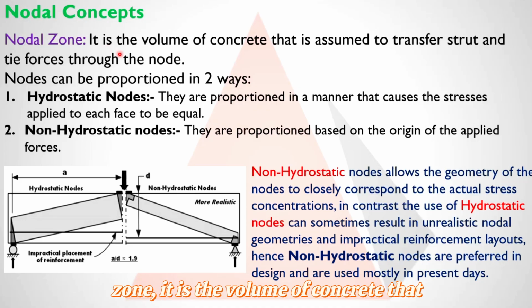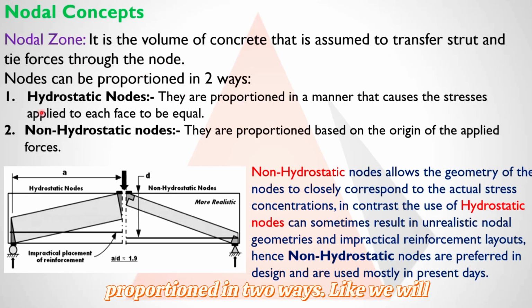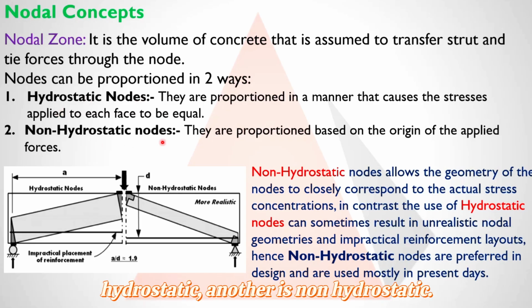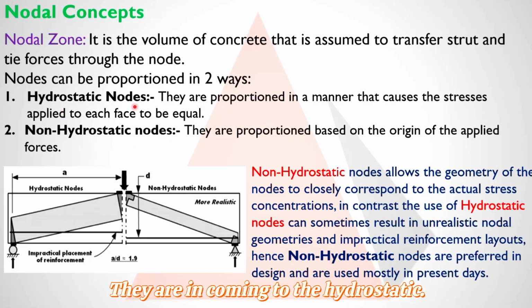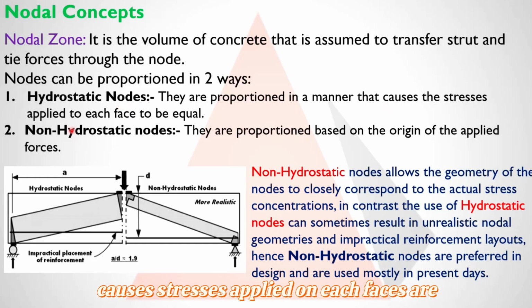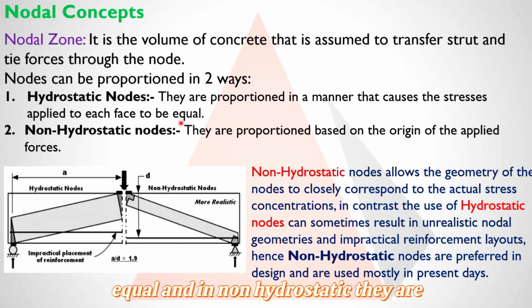So nodal zone is the volume of concrete that is assumed to transfer strut and tie forces through the node. Nodes can be proportioned in two ways, so we will have two kinds of nodes. One is hydrostatic, another is non-hydrostatic. Coming to the hydrostatic, they are proportioned in a manner that causes the stresses applied on each face to be equal. And in non-hydrostatic, they are proportioned based on the origin of the applied forces.